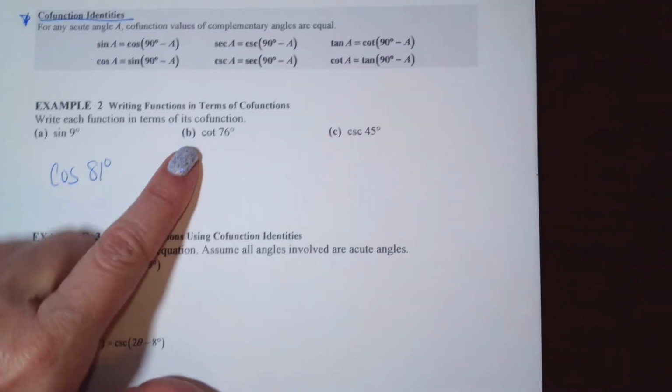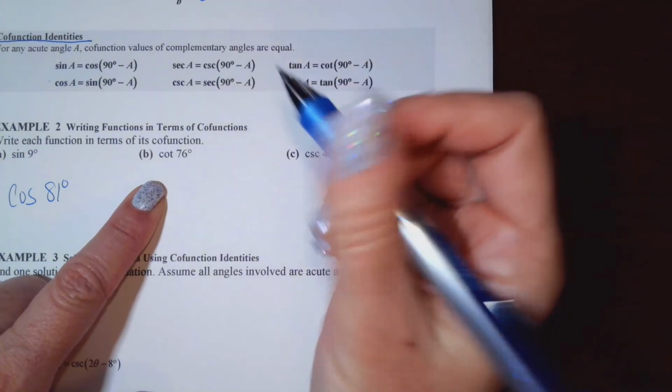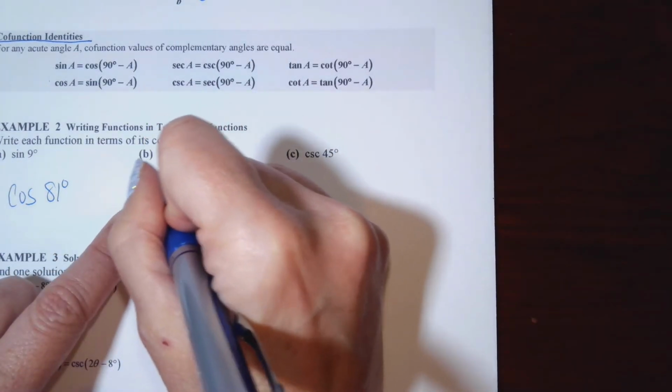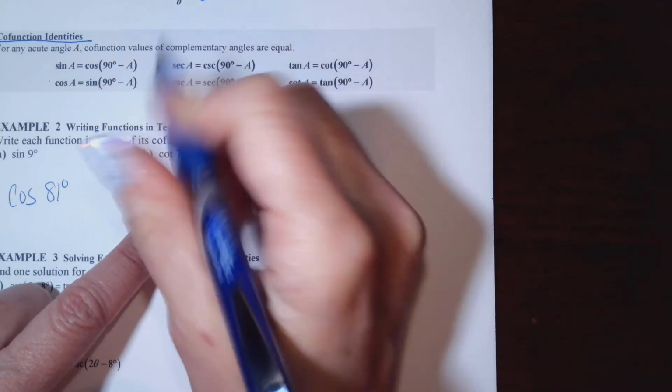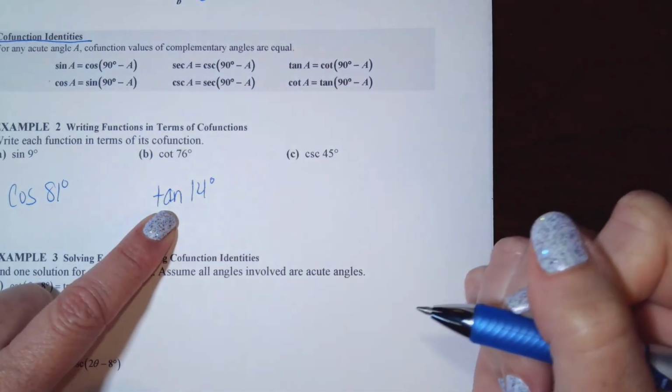Okay, let's do the rest. What is my cofunction here? Well, for cotangent, the cofunction is tangent, and I don't just copy down that 76. I have to use the complement of 76.